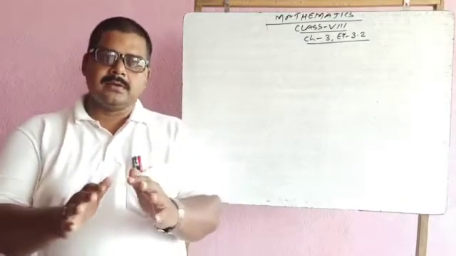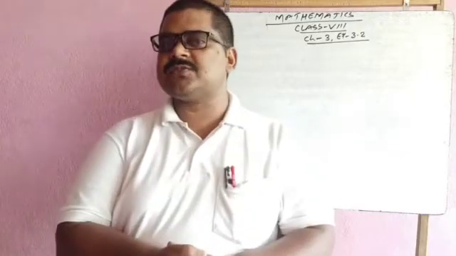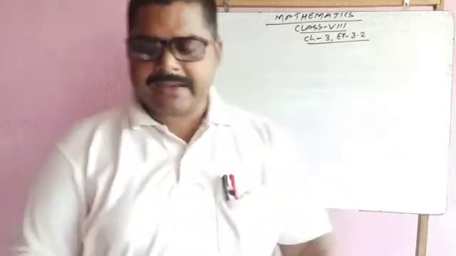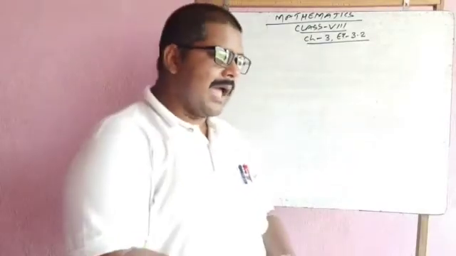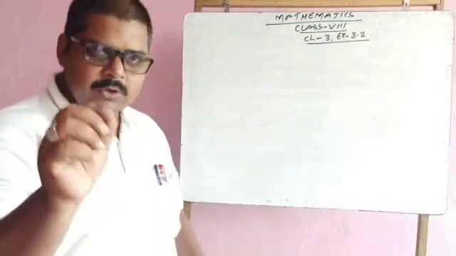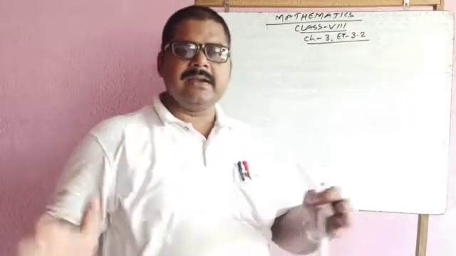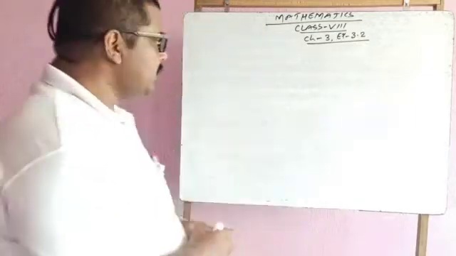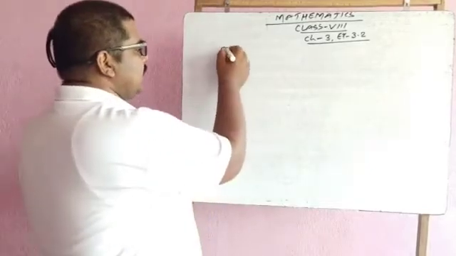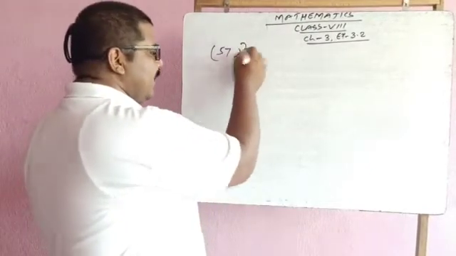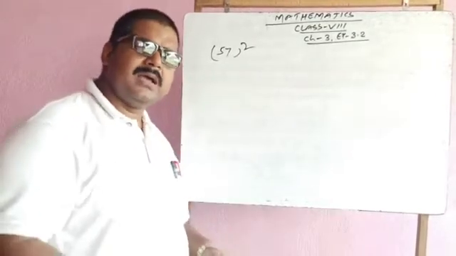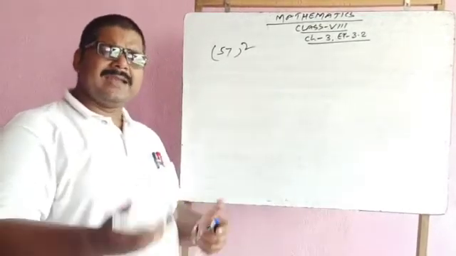Actually the questions of this exercise are based on the column method and diagonal method, and my dear students, I am going to discuss one question first, and you can understand all the questions on the basis of this example. First question, I have taken 57 square, and you know very well that 57 square can be solved by different approaches.